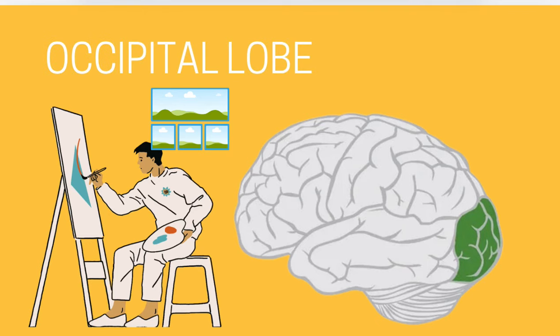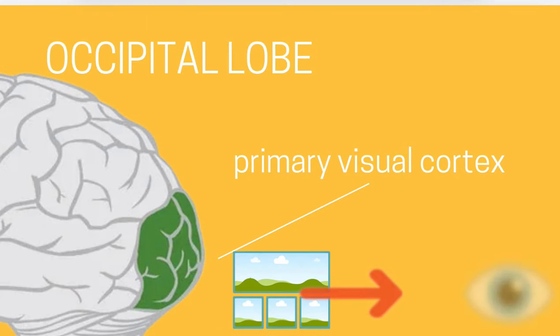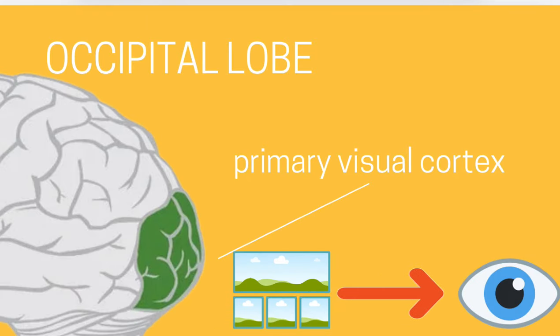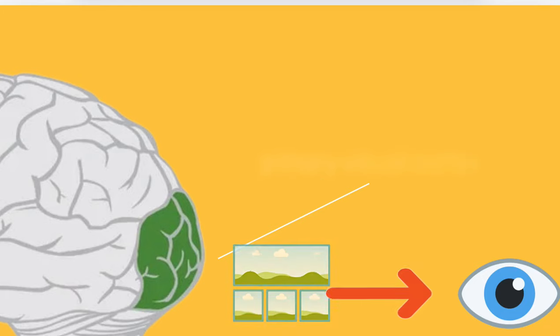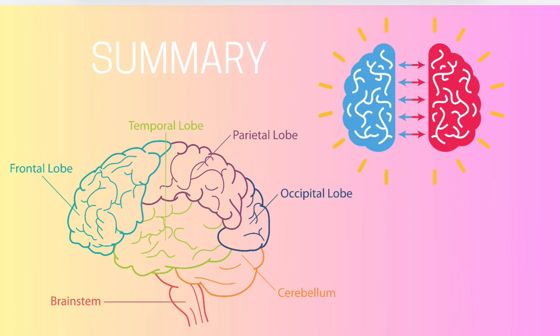Last but not least, we have the occipital lobe, which is a painter, turning visual stimuli into vibrant, detailed images in our mind. Its only important part is the primary visual cortex. It, as expected, controls the input of signals coming from our pair of eyes.